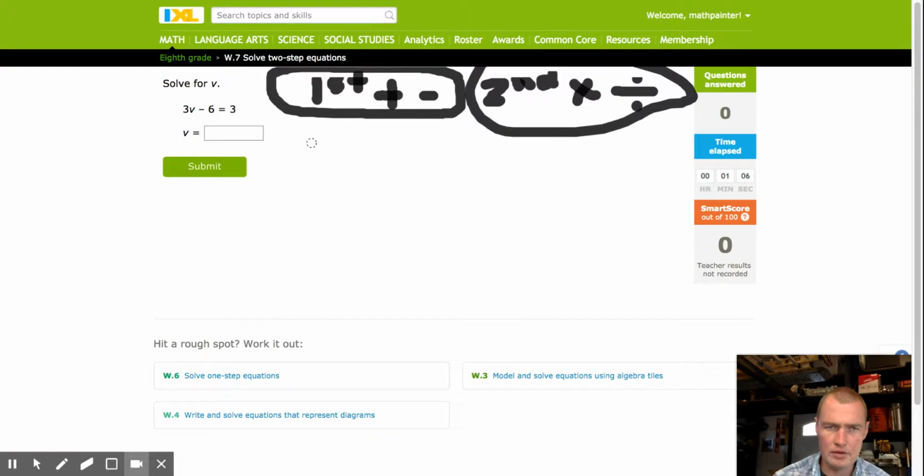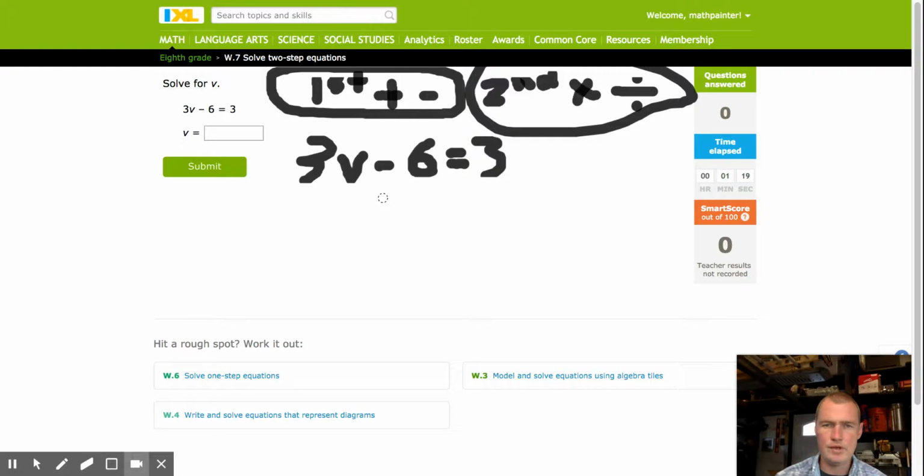Okay, so here we go. This is what I want to try. We've got 3v minus 6 equals 3. So we have two options. First of all, when we have a constant, a number before the variable, that's multiplication. So we've got 3 times v minus 6 equals 3. Draw our line down the middle.